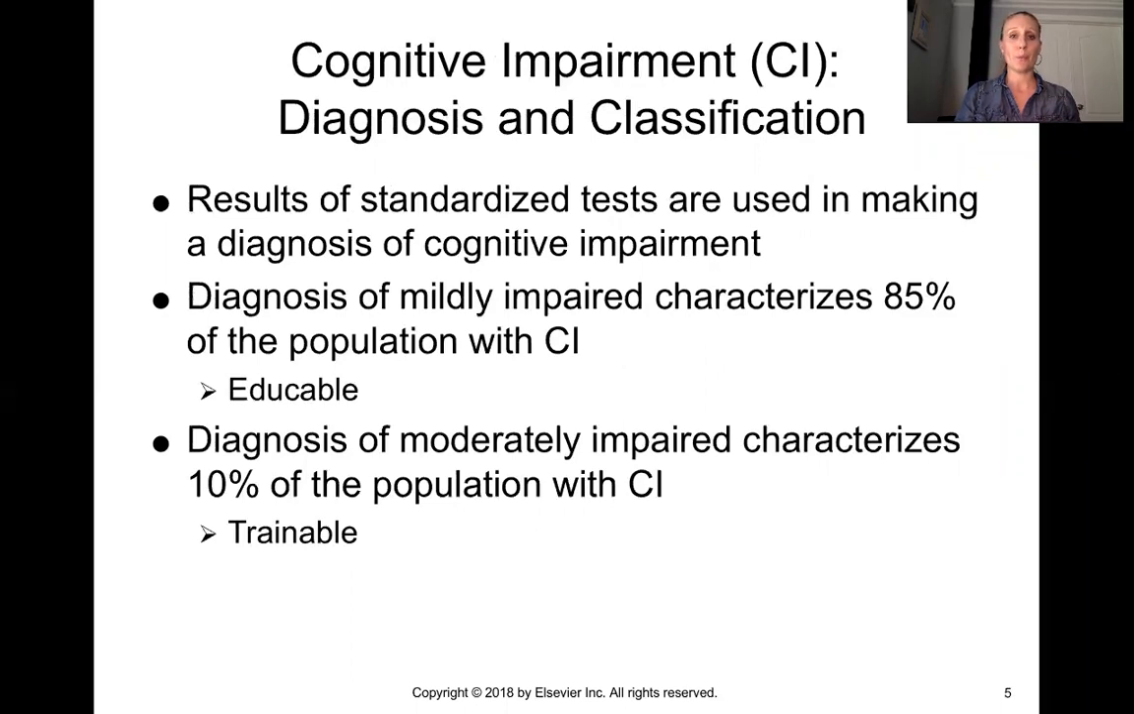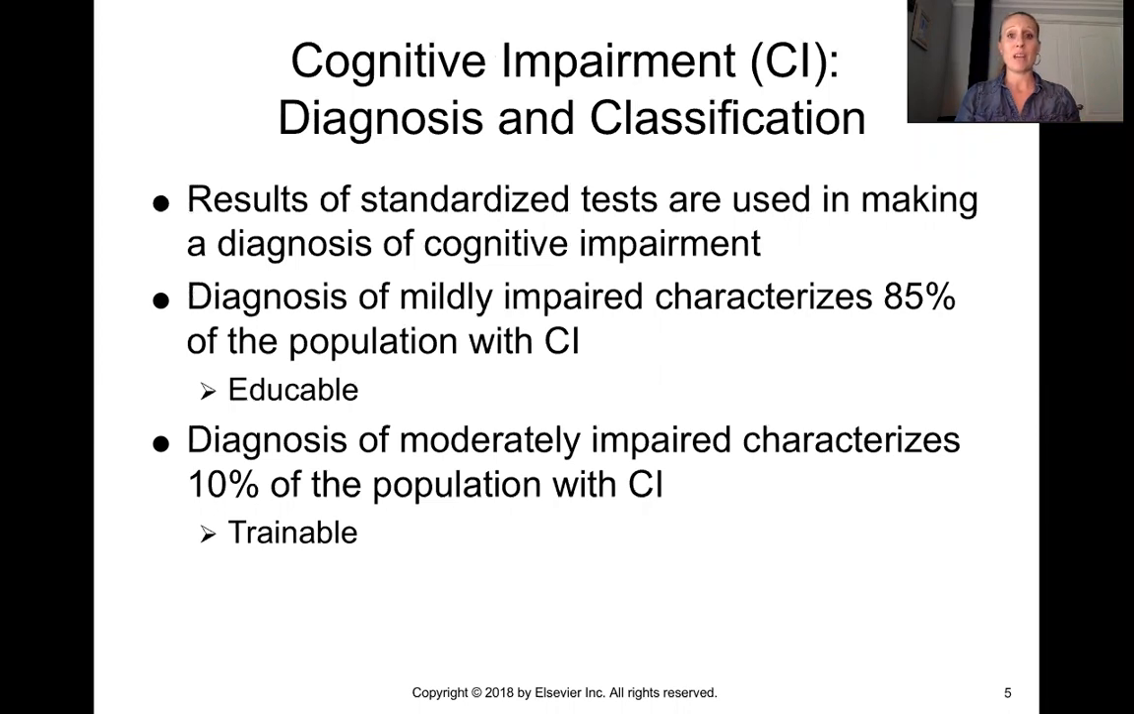So we will use standardized tests. A lot of the time the IQ is a standardized test, and we're going to look at those results and compare them with the population as a whole. And then we're also going to be looking at the development of the child along the way and what developmental milestones are they making and what developmental milestones are they missing.